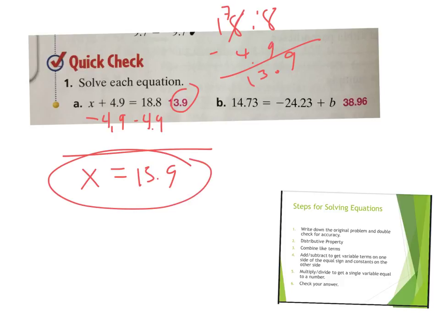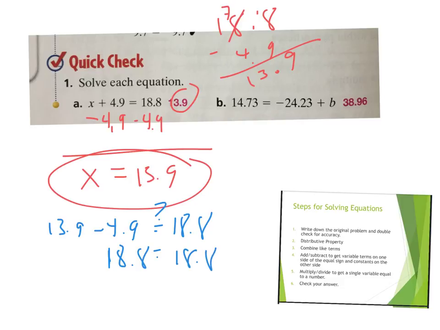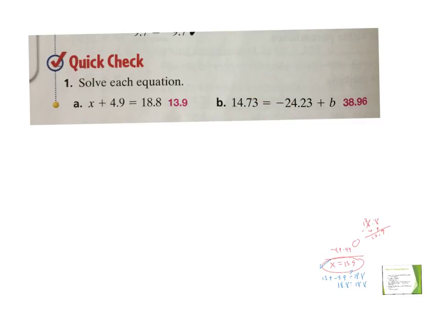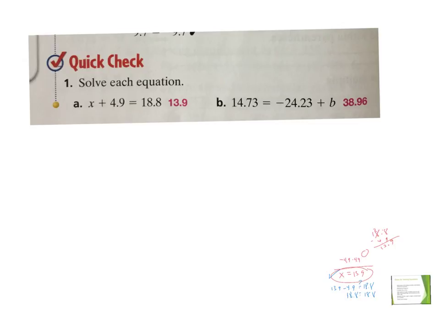And again, the check. You go back, you plug that in. And we find that we have, let's see, 13.9 plus 4.9. Does that equal 18.8? And if you added it, you'd find, yeah, that is 18.8 on both sides. Therefore, my answer was correct. Moving along, let me get this out of the way here. And if you needed that, you can go ahead and pause and back up so you can get a chance to look at it again.